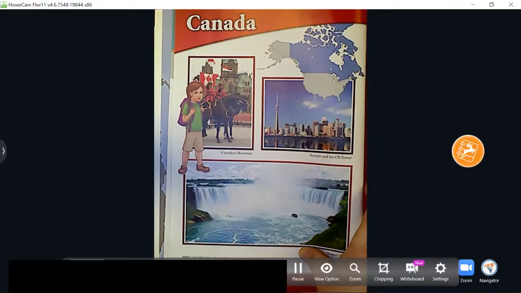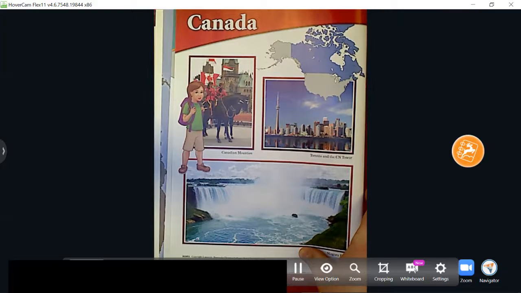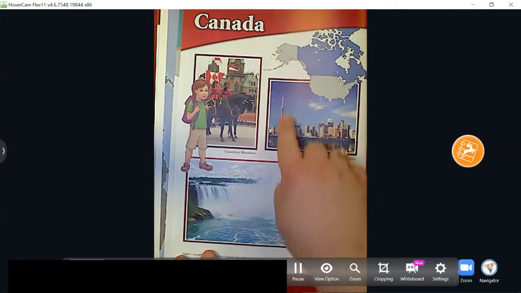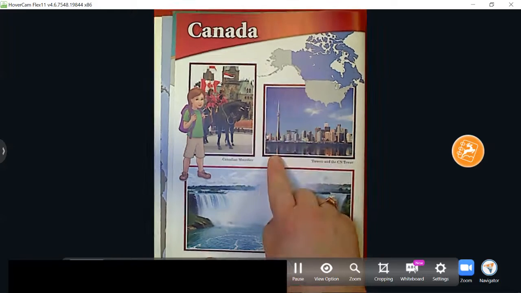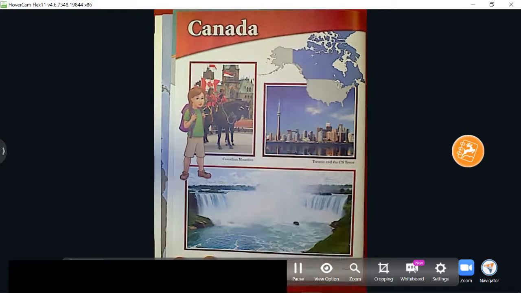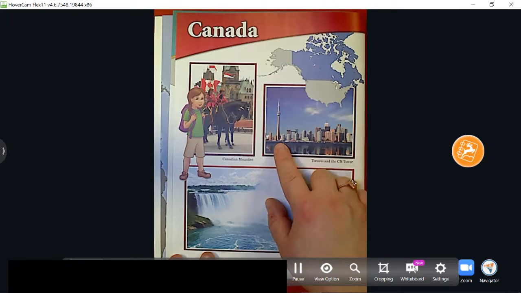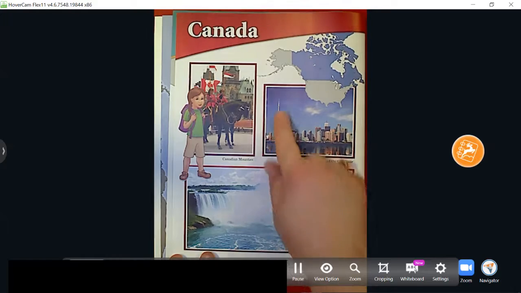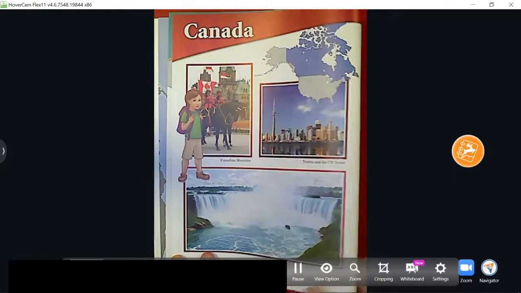It stands 1,815 feet tall. Do you see that big tall tower? That's huge. Have any of you ever been to the Stratosphere Tower in Las Vegas? This is even bigger than that.